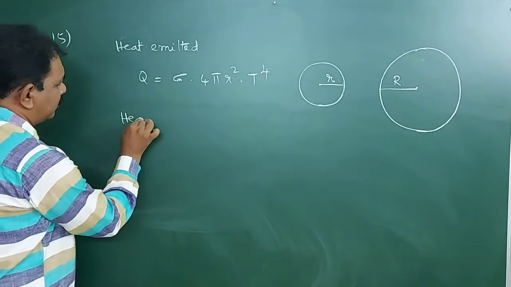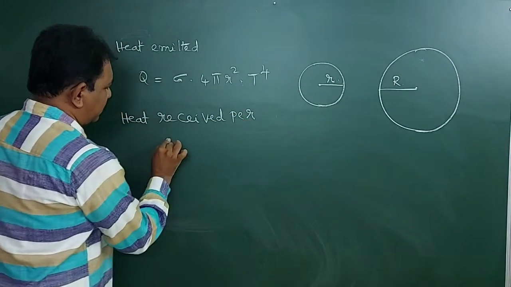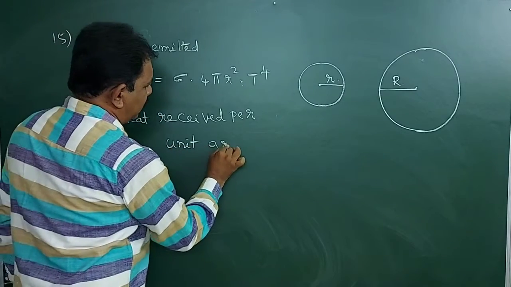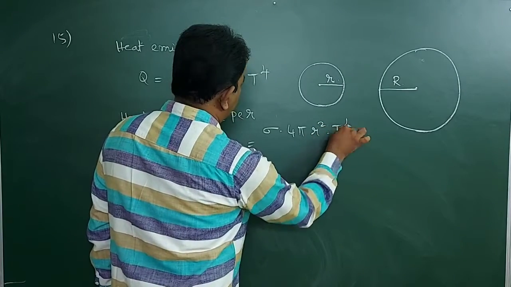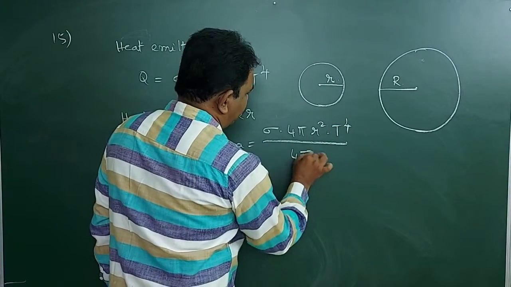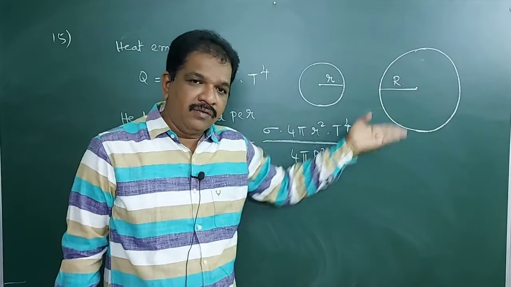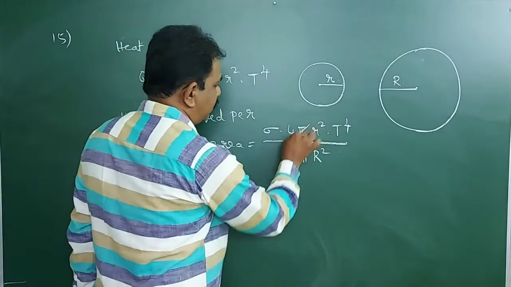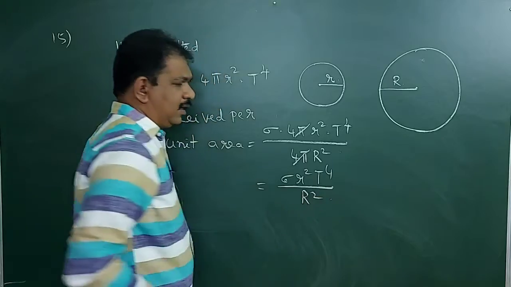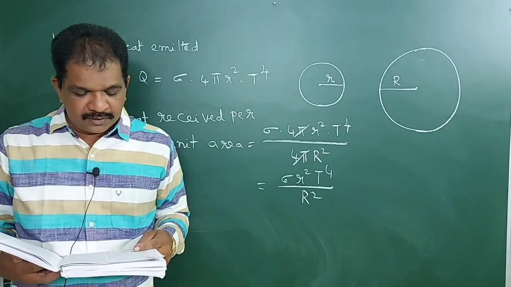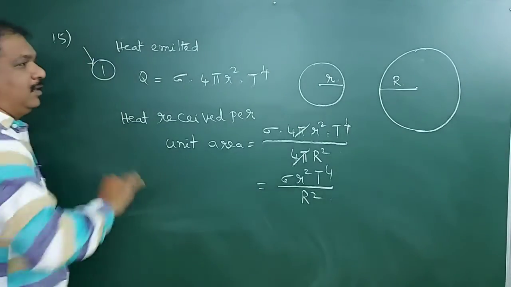Heat received per unit area is sigma into 4 pi r square T power 4 by 4 pi R square. The same heat will be received, but the area is different. So it is sigma r square T power 4 by capital R square. So the answer for this will be the first option. 15, it will be the first option.